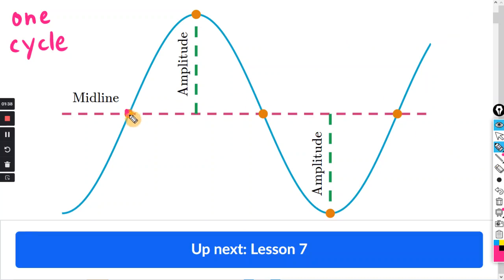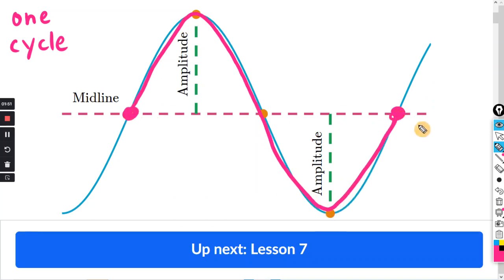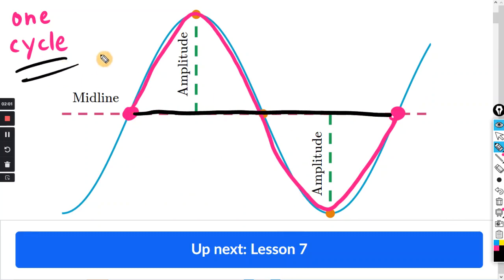If I start at the midline right here and I go through the maximum, then the midline again, then the minimum, then the midline again. Okay, this distance from here to here, and I'll do it in a different color, this distance from here to here is also the period. Okay, so you can think of it as one cycle.